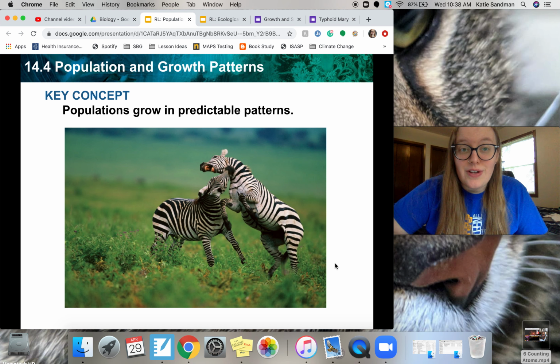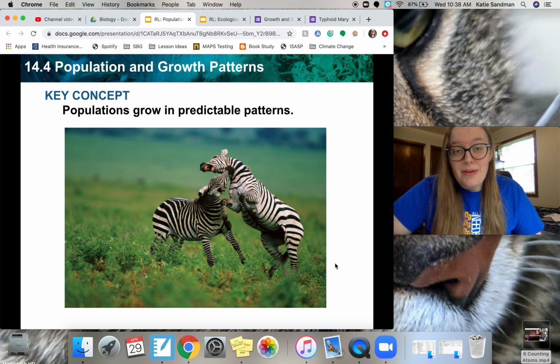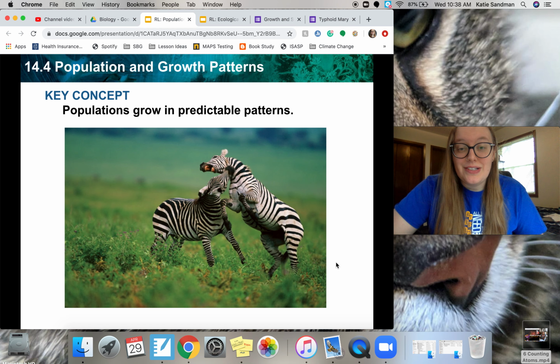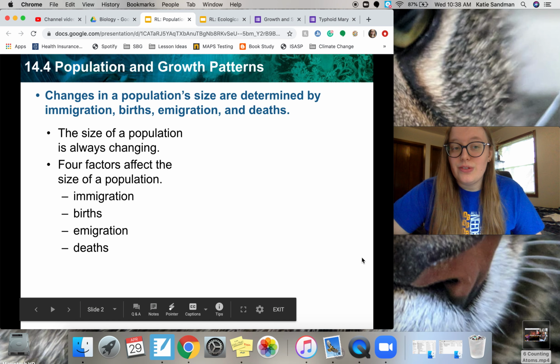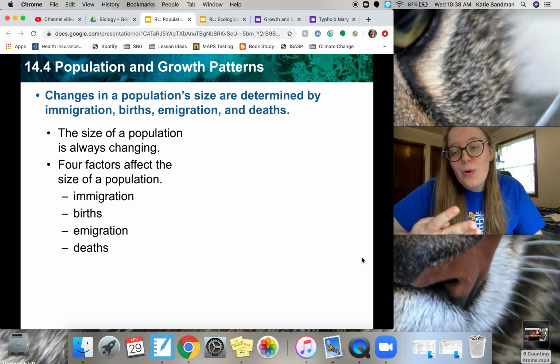For this video, we're going to be talking about population and growth patterns as well as ecological succession. First we're going to talk about population and growth patterns. Our key concept is that populations grow in predictable patterns. Changes in a population size are determined by 4 major things: immigration, birth, emigration, and death.